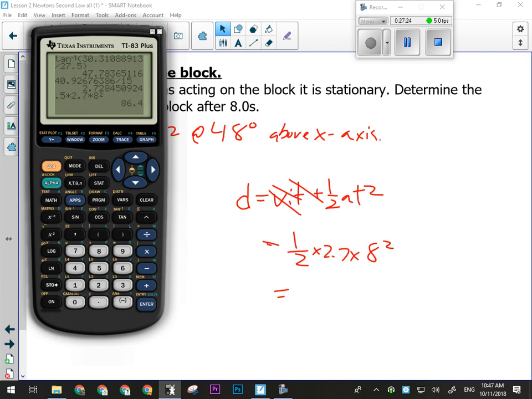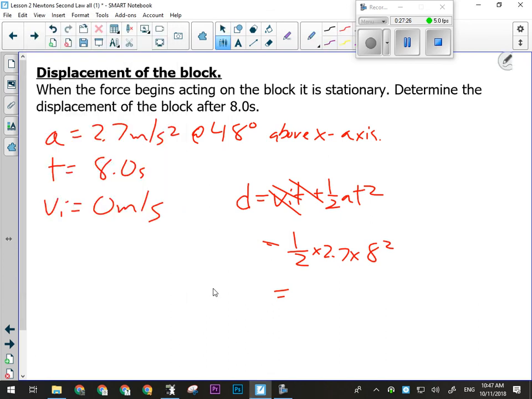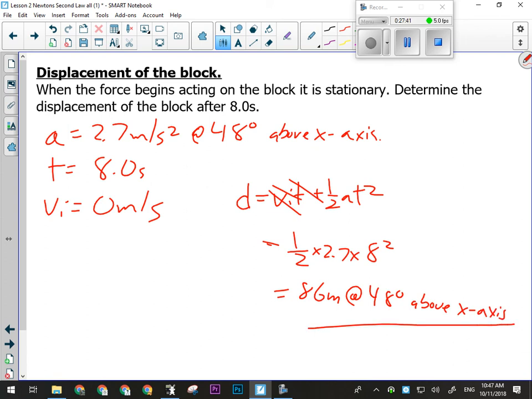All right, 86.4, but we only have 2 significant figures there, so it'll just be 86 meters at 48 degrees above the x-axis. This is where people would lose marks because they would forget that they just calculated displacement, which is a vector quantity. If it's accelerating at 48 degrees above the x-axis, its displacement will also be that direction.